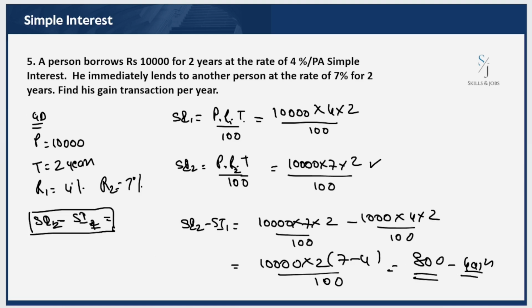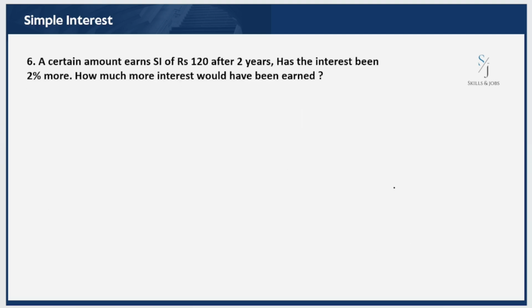Okay. Now coming to the next problem. A certain amount earns simple interest of 120 rupees after 2 years. Had the interest been 2% more, how much more interest would have been earned? What we need to find out? We need to find out SI2 minus SI1. Okay, we need to find out this.